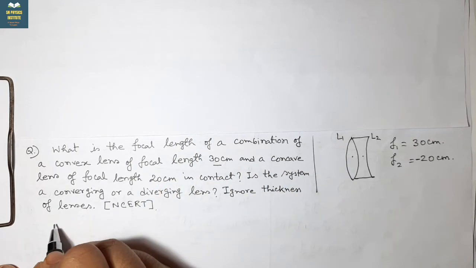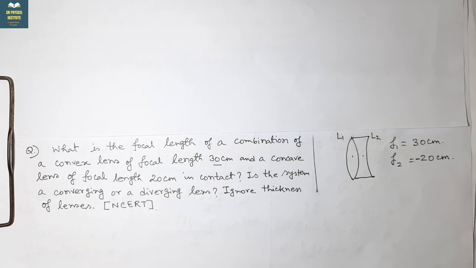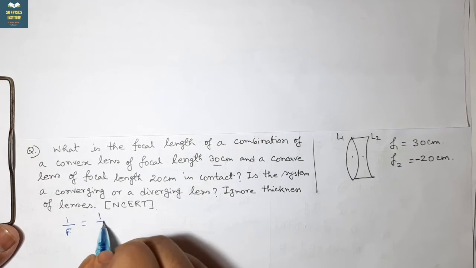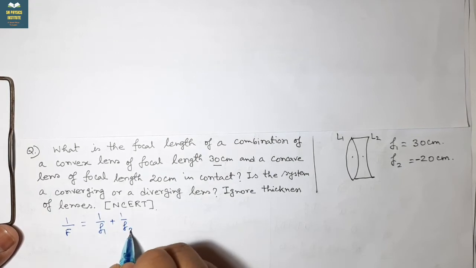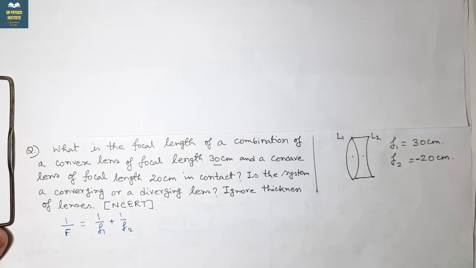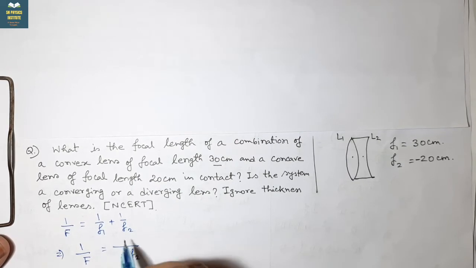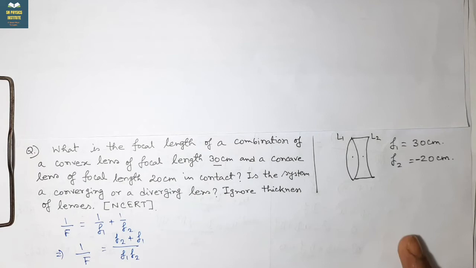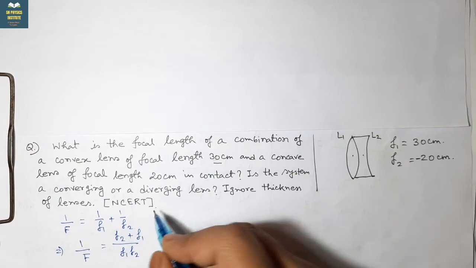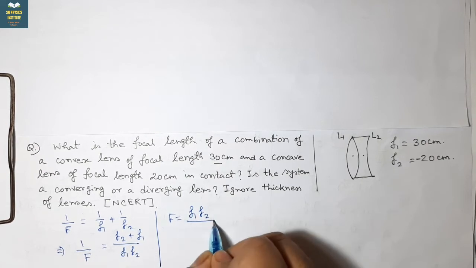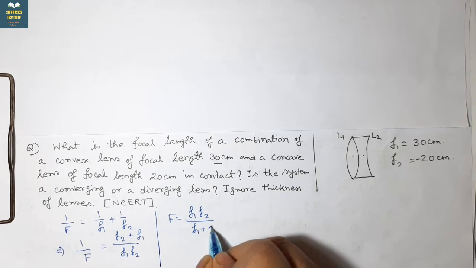So which formula will I use here? See, the formula is 1 by f is equal to 1 by f1 plus 1 by f2 for the combination of focal lengths. So this is the formula. That is, 1 by f is equal to, f1 f2 is your LCM, so f2 plus f1. So the focal length of the combination, capital F, will be f1 into f2 divided by f1 plus f2.